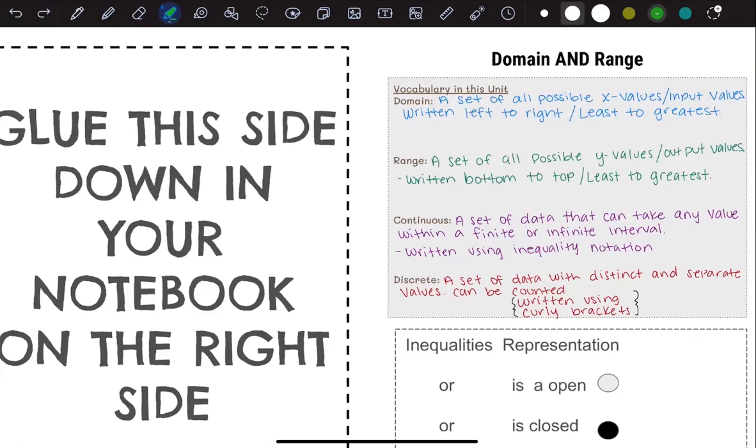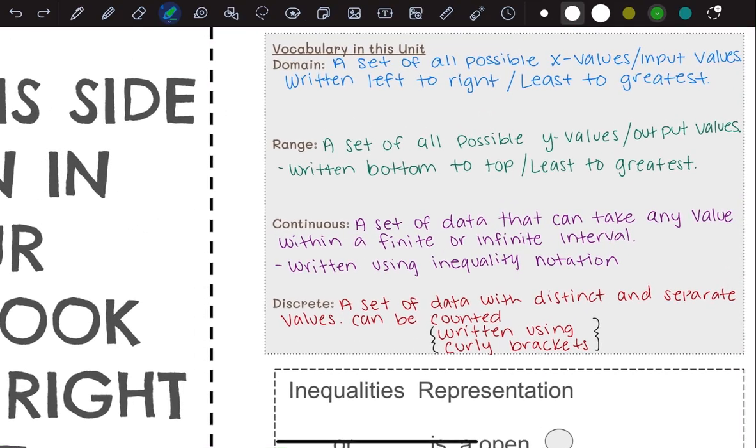Today we will go over our domain and range notes. The domain is a set of all possible x values, or input values. It's written from left to right, or least to greatest. The range is a set of all possible y values, or output values, written from bottom to top, which is also least to greatest.